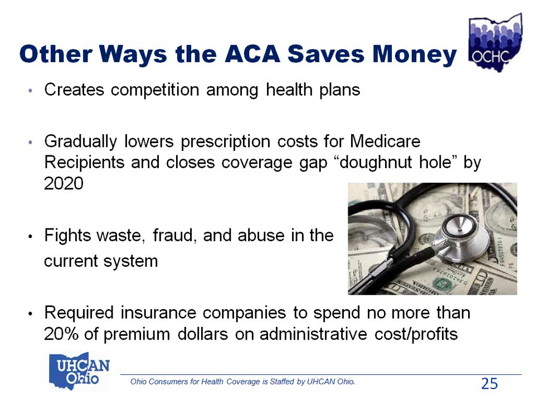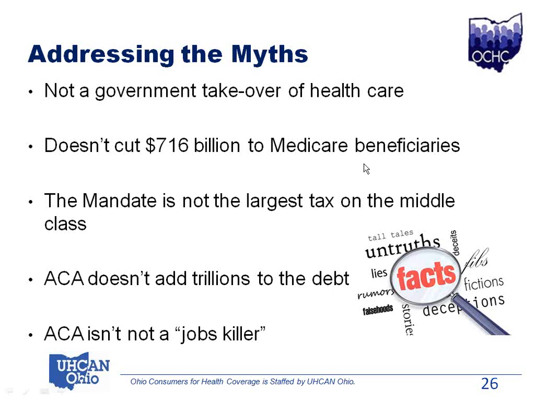Within the ACA, we have provisions to fight waste, fraud, and abuse in the current system so that people who are actually stealing our dollars don't get it, and in fact, people keep their dollars in their own pocket. And finally, there's a requirement that insurance companies cannot spend any more than 20% of premium dollars on administrative costs or profits. Sometimes this is referred to as the medical loss ratio, and more commonly people call it the 80-20 rule, but basically 20% of premium dollars only can be spent on administrative costs or profits.